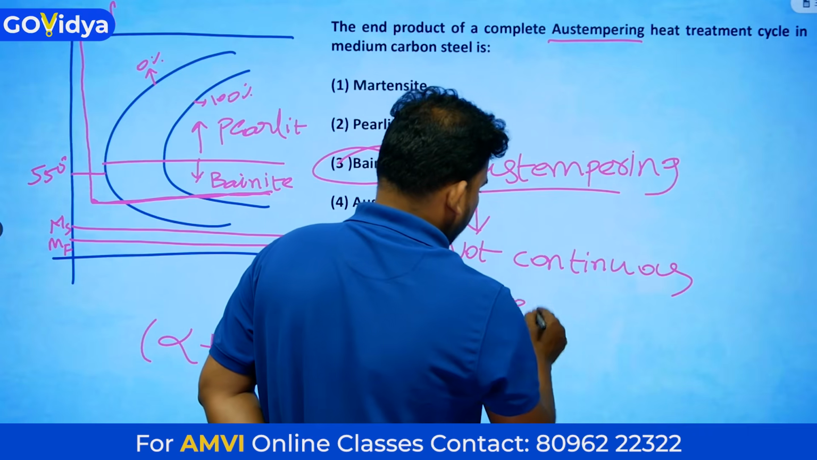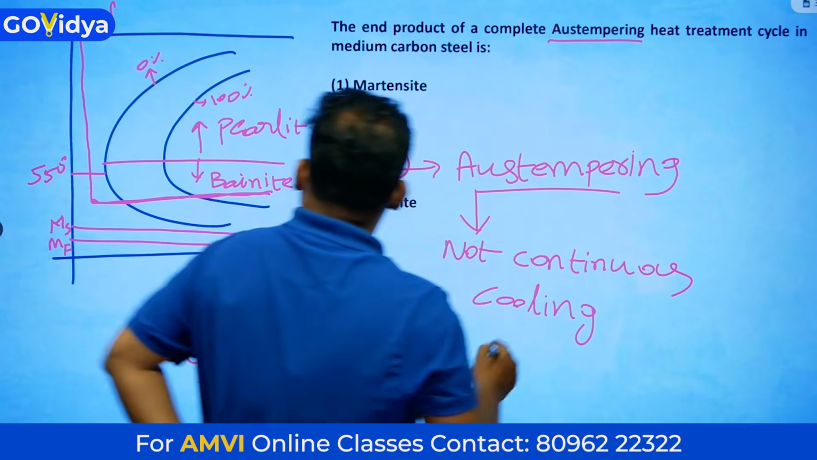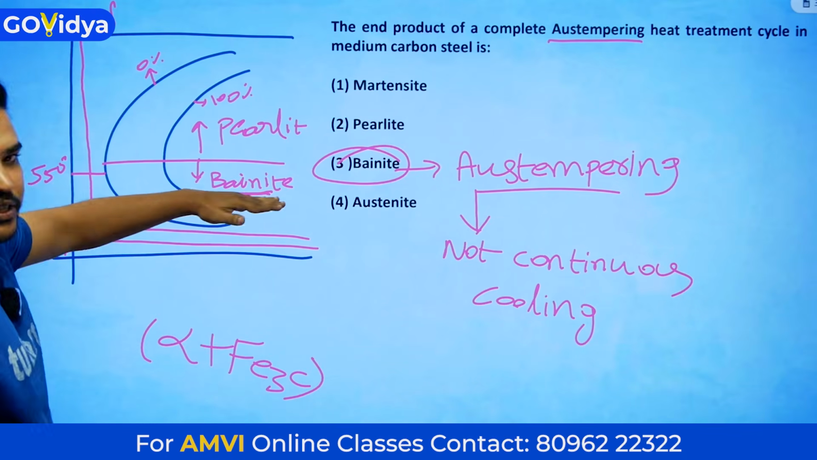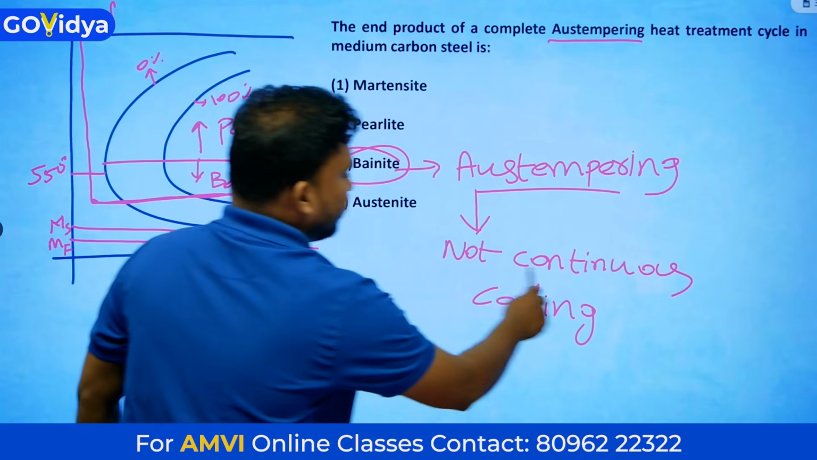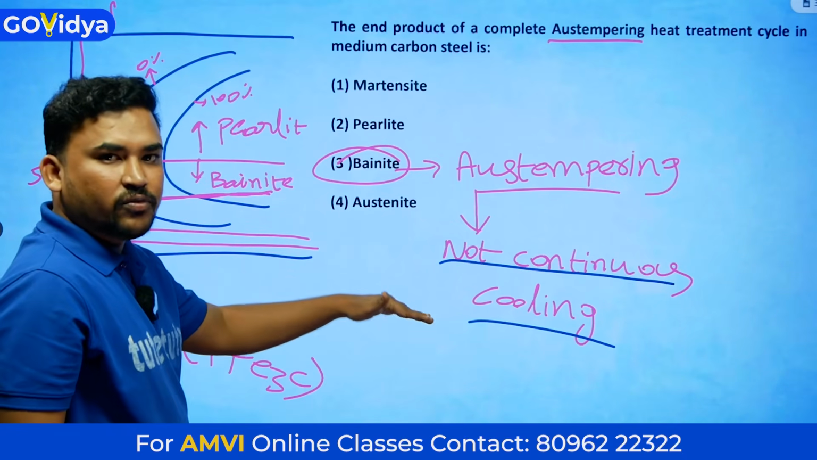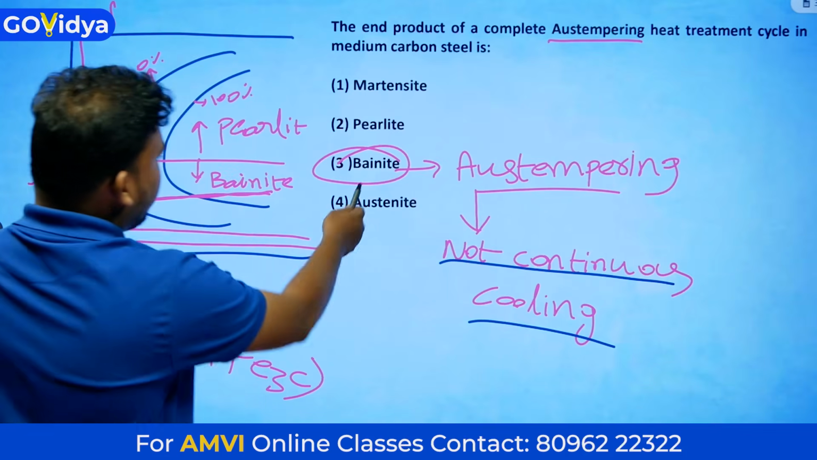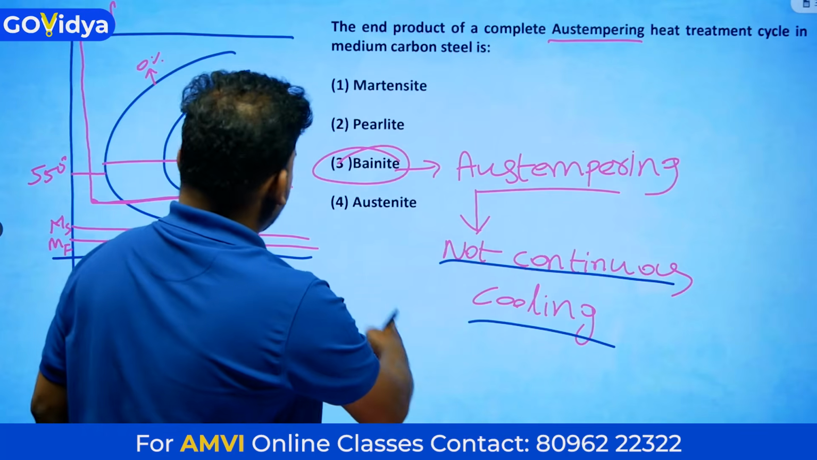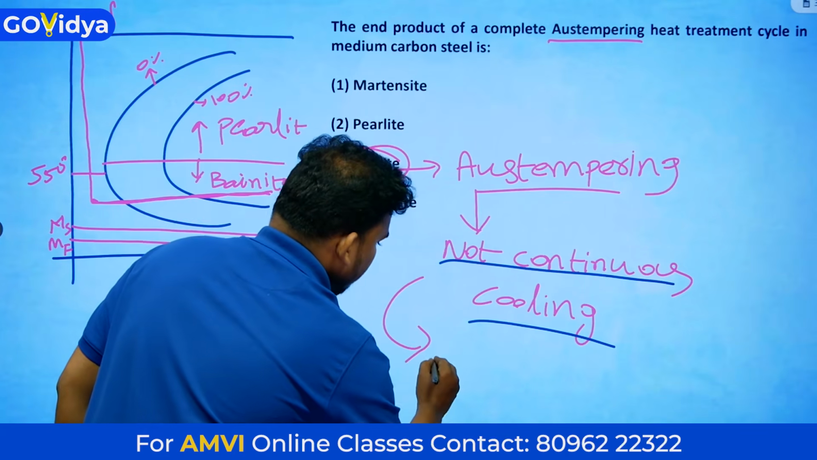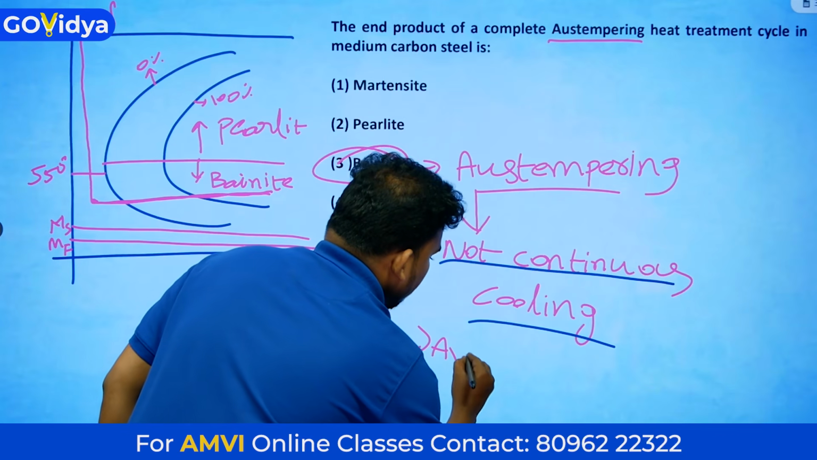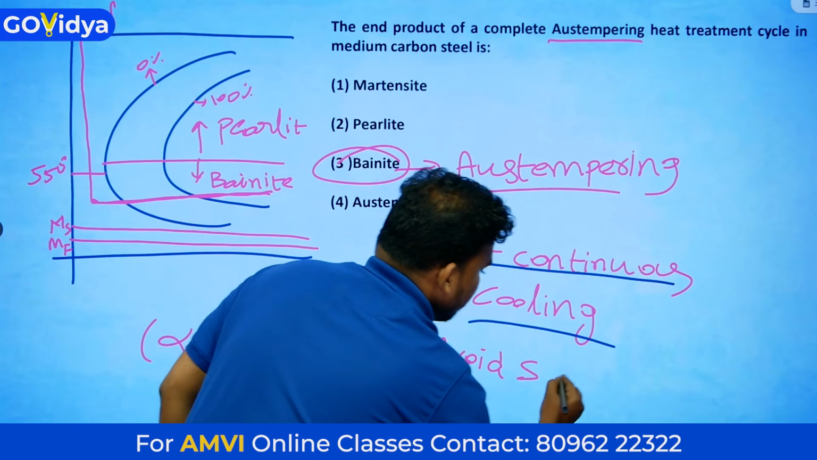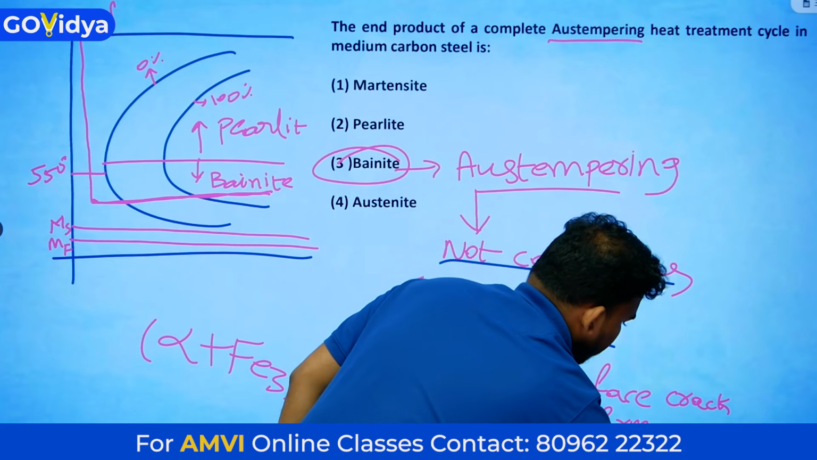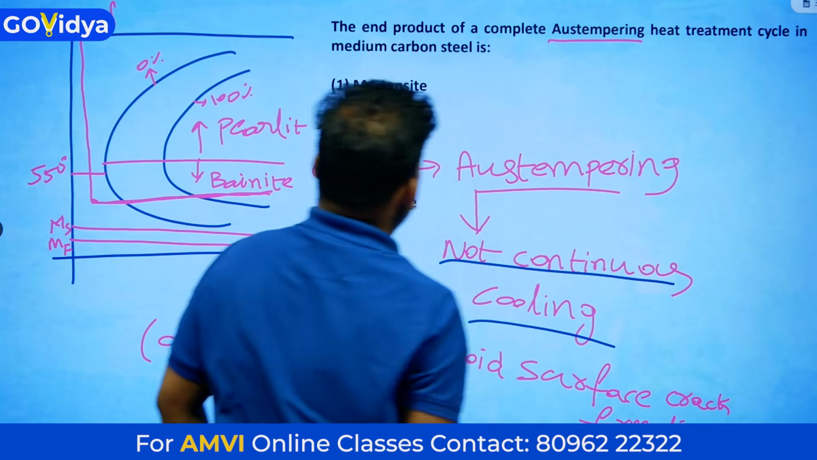What is the advantage of this stepped cooling process? We are rapidly cooling, and after that we maintain this temperature. What is the advantage of this process? Actually, we can avoid surface cracking. Surface cracking will happen due to sudden cooling, so we can avoid that in the austempering process, and in the martempering process also. Austempering will avoid surface crack formation.